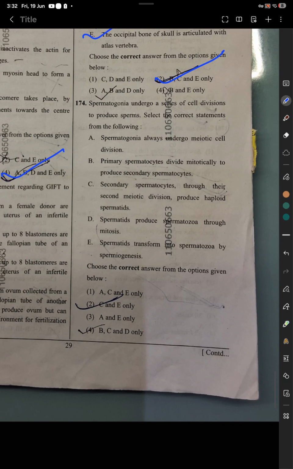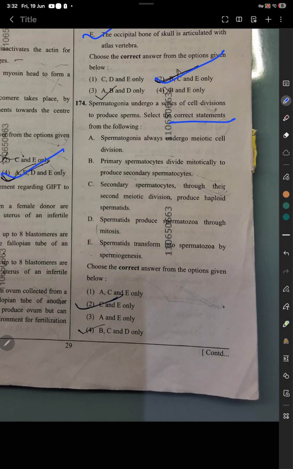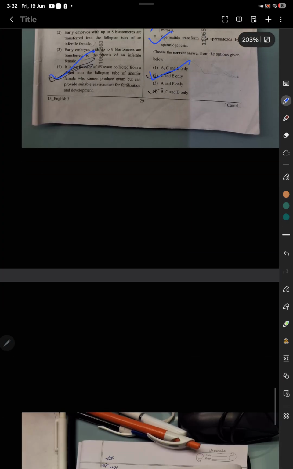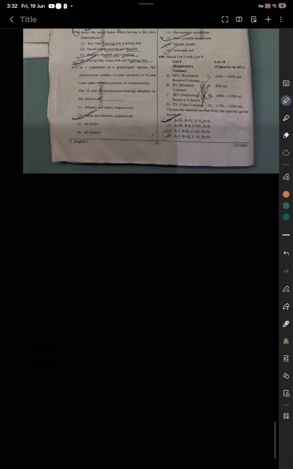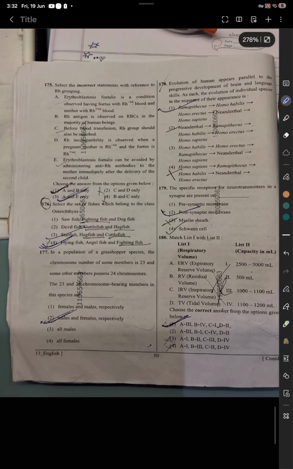Question 174. Spermatogonia undergoes a series of cell division to produce sperms. Select the correct statement from the following. So we need to find the correct statement from these statements. So A is wrong, B is also wrong, C is correct, D is also wrong, E is correct. Option number 2 is correct. Let's move to next question. So we have come to our last slide. Let's do these last questions.